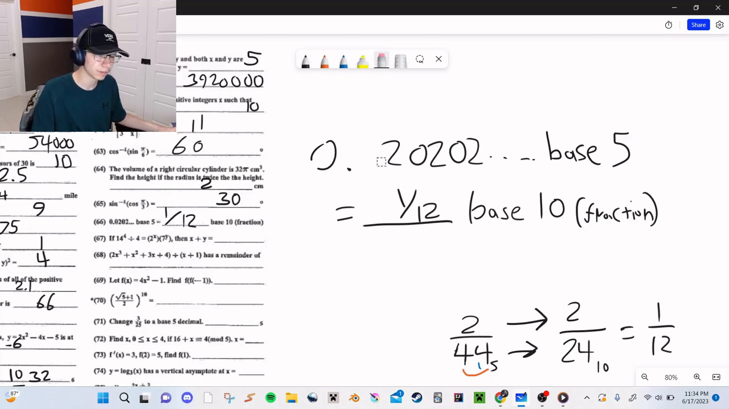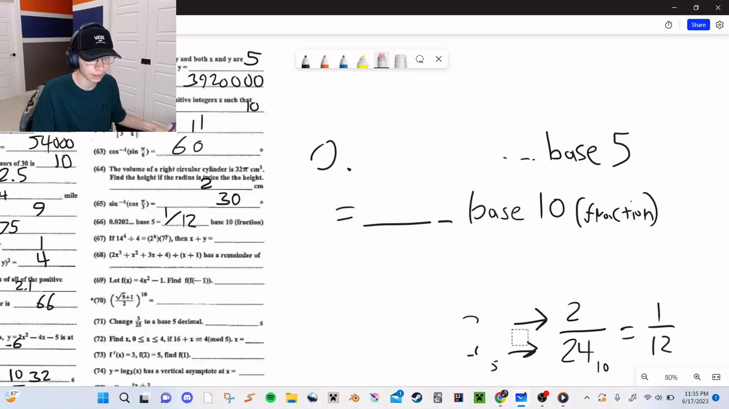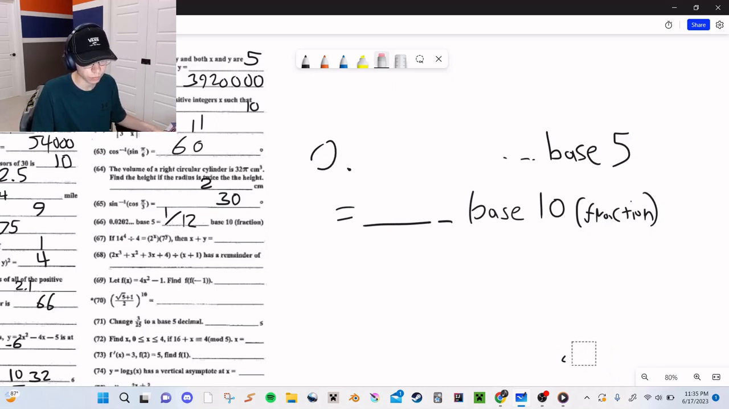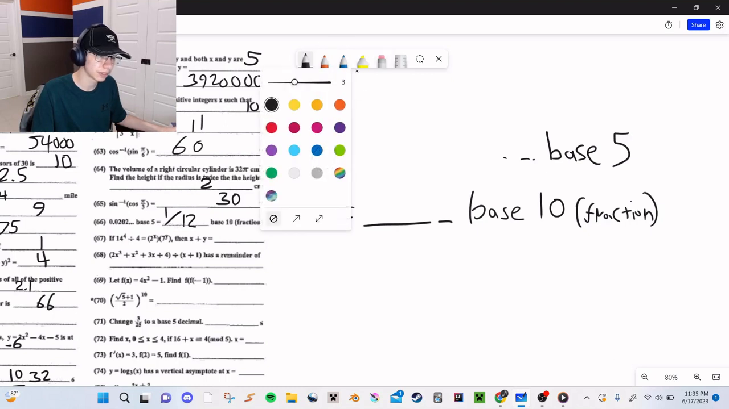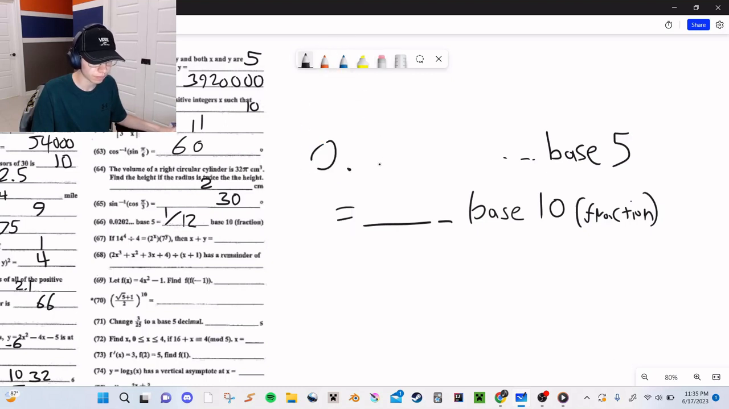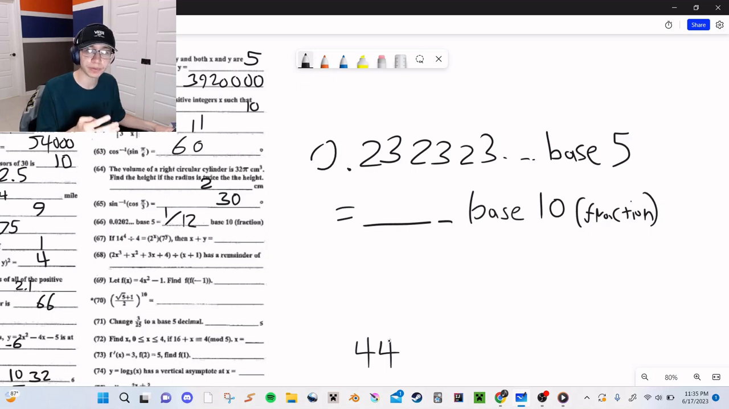Okay, so let's say I'm still changing this to a base 10 fraction, but now my numbers are 23, 23, 23. So let's do the steps in the process again. I see we're dealing with 2 repeating numbers, so it's going to be over 44. Actually, let's change the base. Let's change it to base 7.